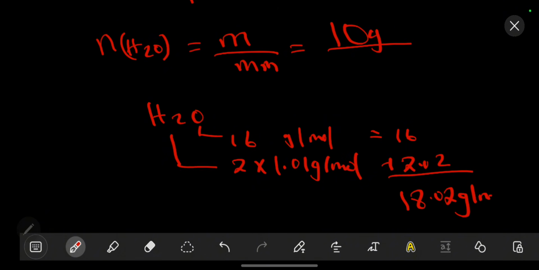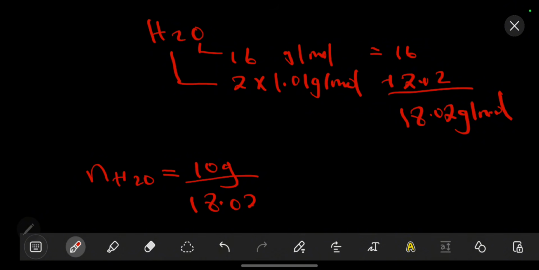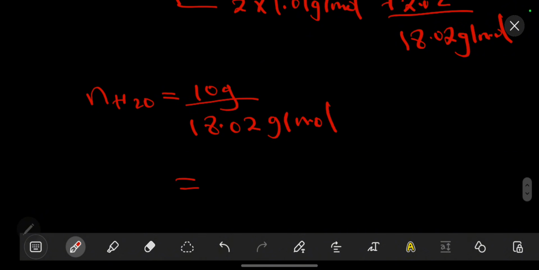This finally gives us a value of 18.02 grams per mole. So the number of moles of water should be equal to the mass, 10 grams, over 18.02 grams per mole. Then we have 10 divided by 18.02, which gives a value equivalent to 0.555 moles.